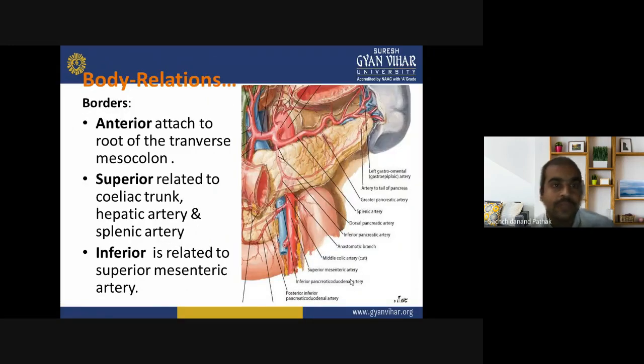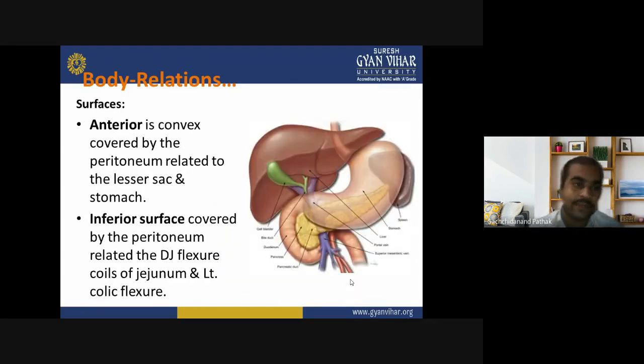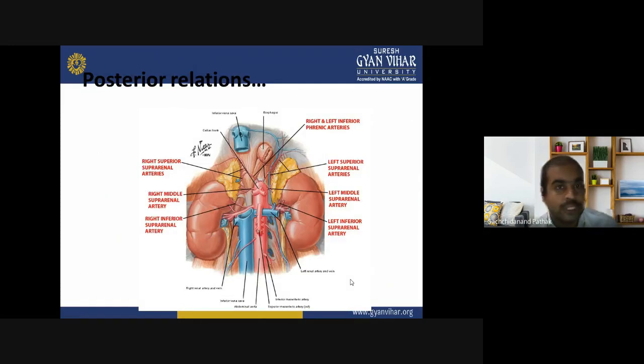So the body relations will be there. Now the borders: anterior, superior, inferior. In the front, you will see it is attached to the root of the transverse mesocolon. While at the top, you will see the coeliac trunk, hepatic artery, and splenic artery, and at the bottom, it is related to the superior mesenteric artery. Then the surfaces will be there, and the posterior relations will be there.